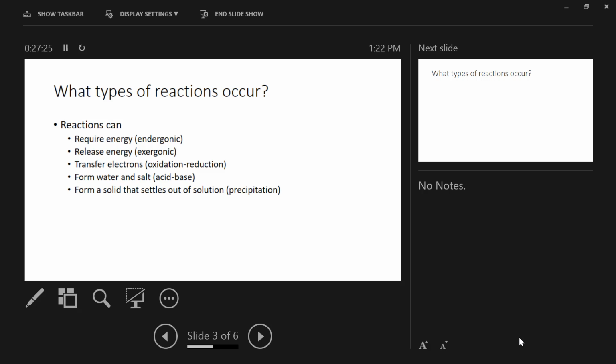A reaction can also form a solid that settles out of a solution. This is another reaction we'll do in our lab in a couple of weeks. We will take two solutions that are entirely liquid. Okay? That everything is suspended in the liquid. We will mix the two solutions and a solid will form and fall out of solution. Alright? Again, this is not an exhaustive list of reactions, but it's a pretty good list of reactions.